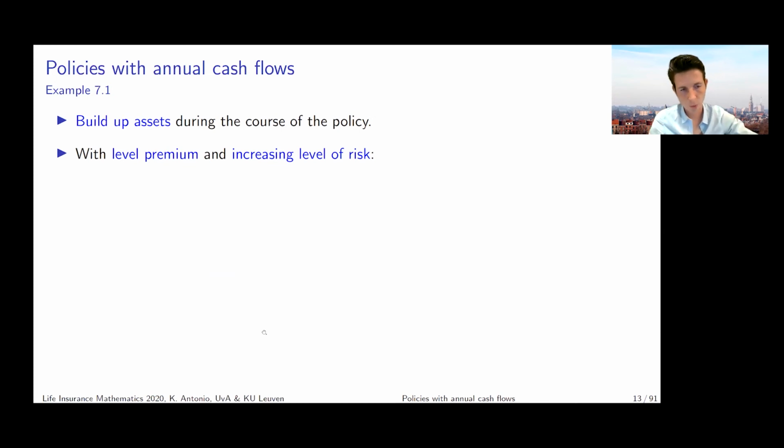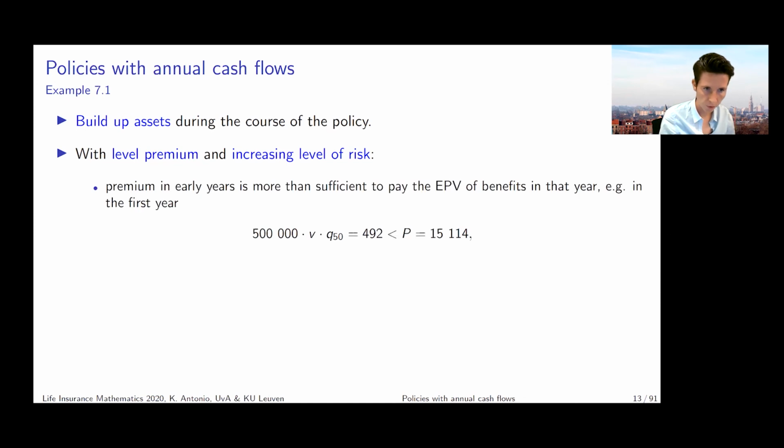Well, in exercise 7.1, we have a level premium. That means that the premium is flat, it's constant, and we have an increasing level of risk, right? Because by growing older, the risk of having to pay our death benefit will increase, right? So if you look at this particular exercise, and if you look at the premium versus the EPV of the benefits in a particular year, then you will notice the following pattern.